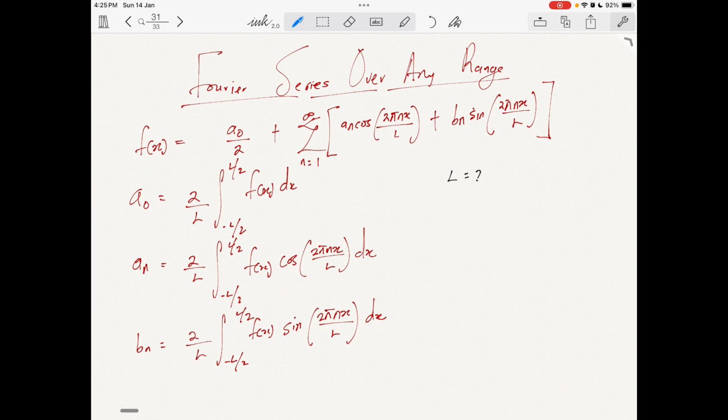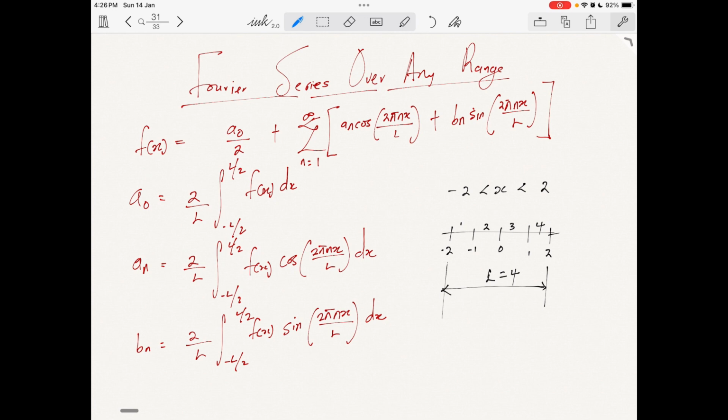What is L? Let's take for instance we have minus 2 less than x less than 2. If we draw a line diagram for it, we have minus 2, minus 1, 0, 1, and 2. The distance between the upper limit and the lower limit is known as L. So this one is 1, 2, 3, 4. So L is equal to 4.